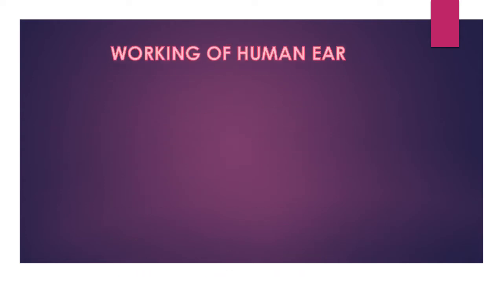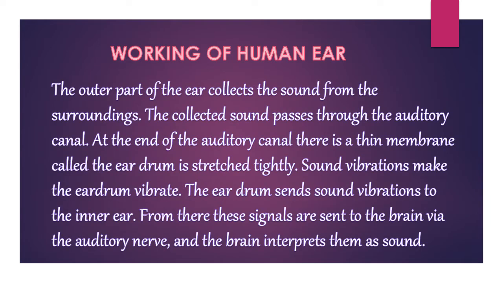Children, let us understand the working of the human ear. The outer part of the ear, the pinna, collects the sounds from the surroundings and passes them through the ear canal or auditory canal, and they strike the thin stretched membrane, the eardrum. The eardrum gets vibrated due to these sound vibrations, and sends them to the inner ear. From there, the auditory nerve carries the signals to the brain, and the brain interprets them as sound.